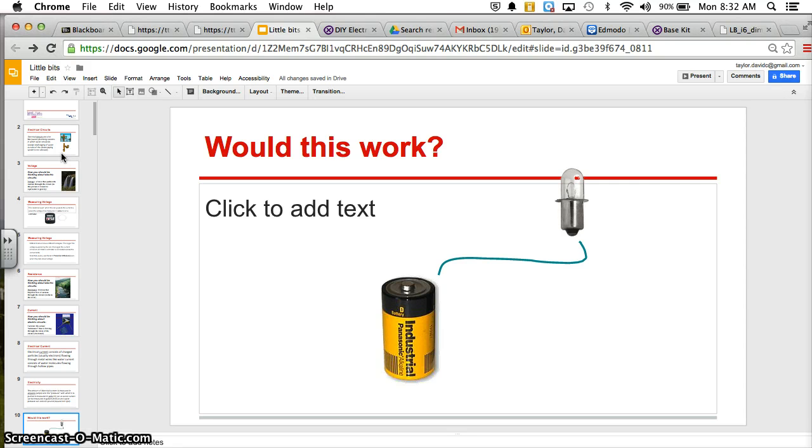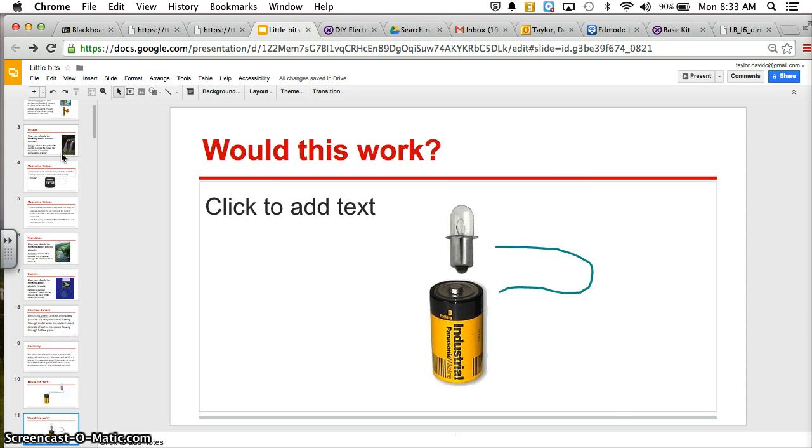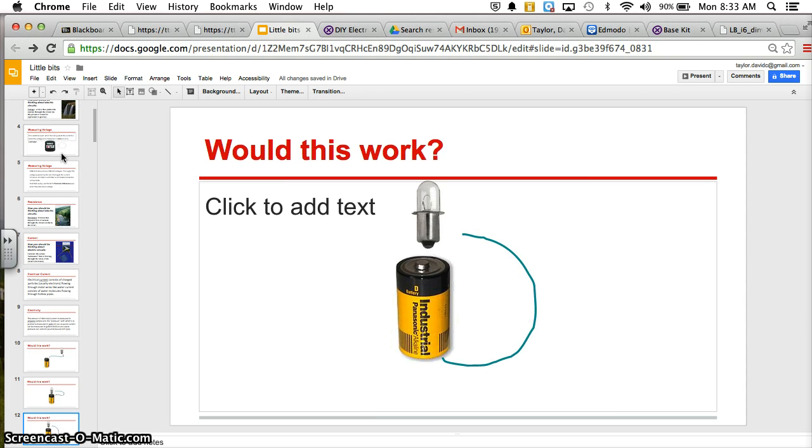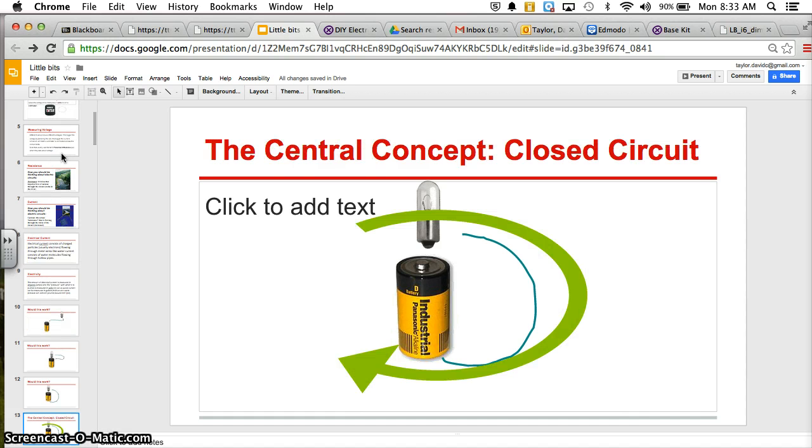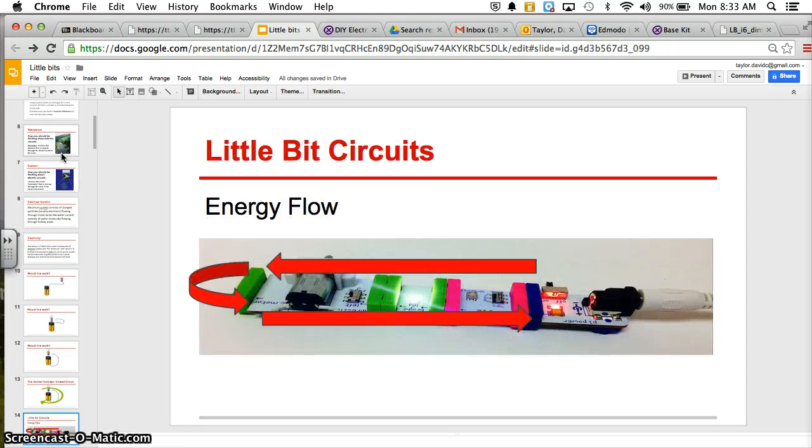Now we looked at this circuit. We looked at three images of these and determined which one actually would work. You need to have the connection of the negative and positive, which would be the third one, our closed circuit. Now, when you look at your Little Bits, they can be deceiving. Little Bits look like the energy is only flowing in one direction, but in all reality, it has this flow back to its starting point.